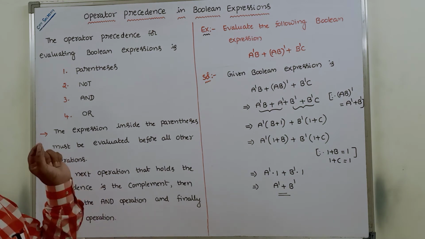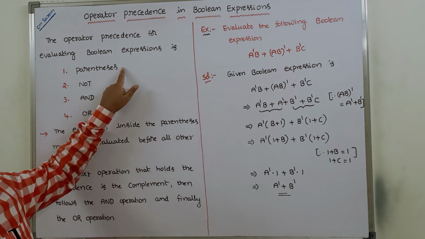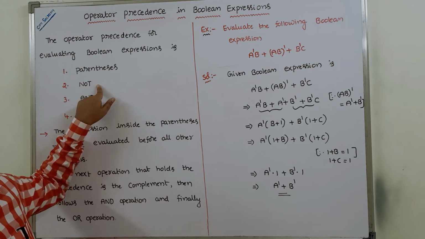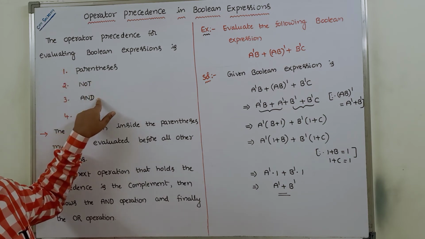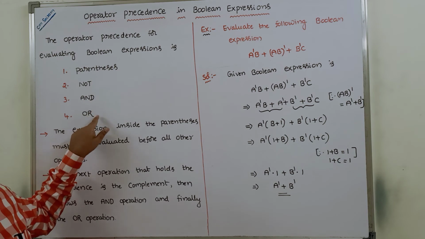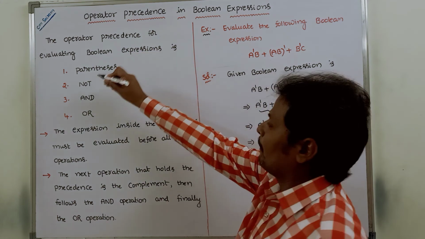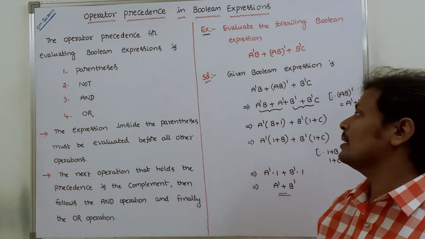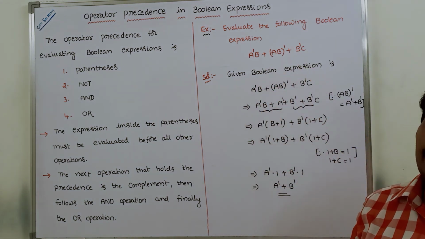So while evaluating the Boolean expression, first we give priority to parenthesis. After that, priority is given to the NOT operation or complement operation. After that, priority is given to AND. After that, priority is given to OR operation. So this is the procedure we have to follow for evaluating Boolean expressions, and this is one example problem for evaluating them.